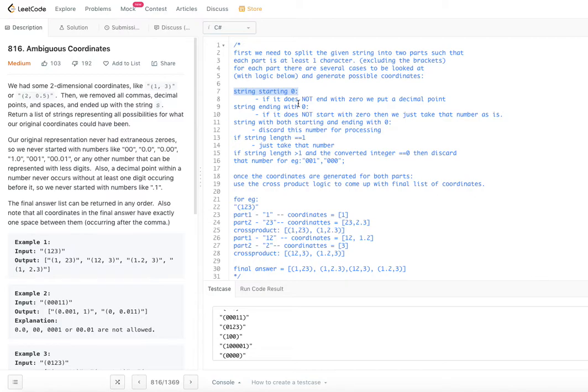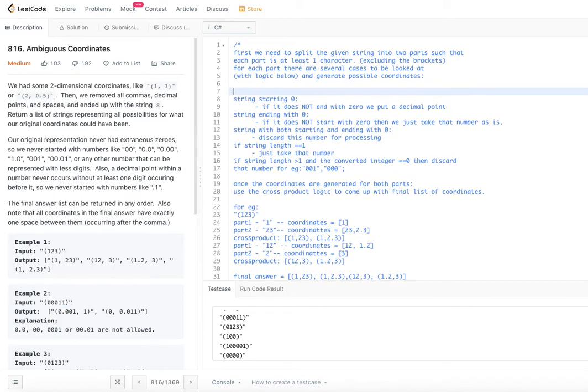If the string is starting with 0 and it doesn't end with a 0, we put a decimal point right after the 0. So for example, this is a string starting with 0, and we are dividing it into 001 comma 1.